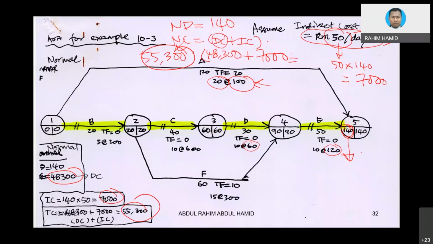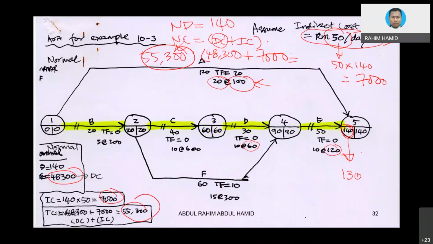We need to establish this first. Then we go for the first cycle. Let's assume we are going to compress the project by 10 days. From 140, now we want to go for 130. Is it correct? Yes, step by step. Even though you can compress straightaway, just go step by step.